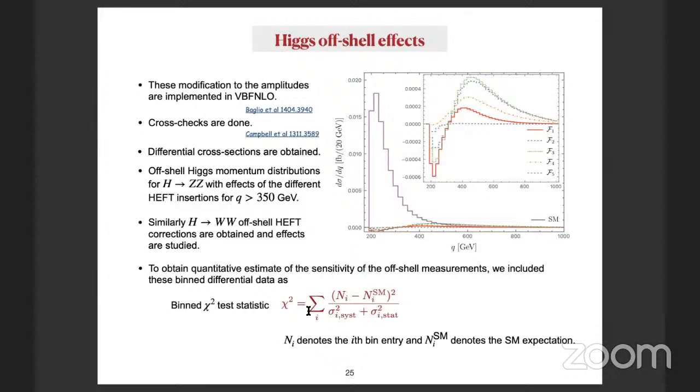Now, to study the quantitative effect of these differential cross-section distributions, we have to incorporate them into a chi-square of binned data, which is shown by this expression. Here, Ni is basically the ith bin differential cross-section input with the off-shell distribution, and Ni^SM is the corresponding standard model contribution. Here, systematic and statistical uncertainties include the effect of the efficiencies as well as the systematics, so that we get away with the other backgrounds as well.